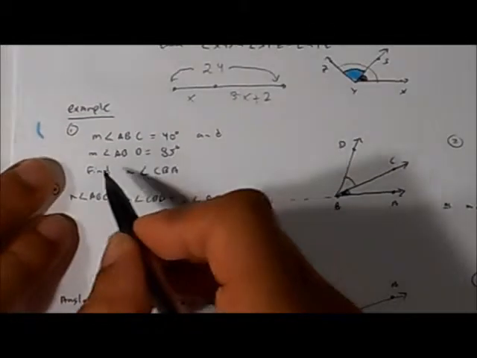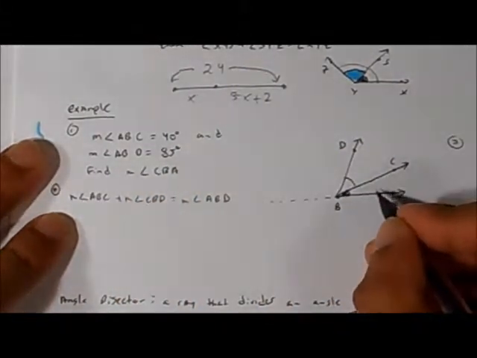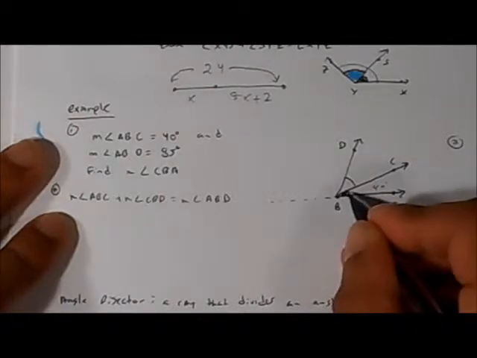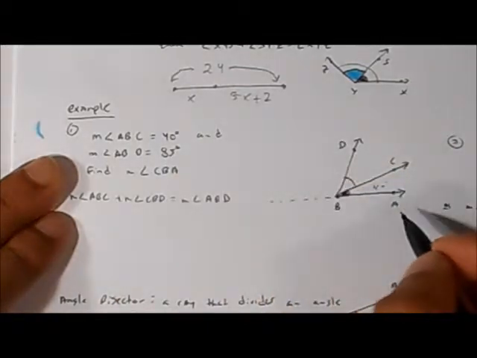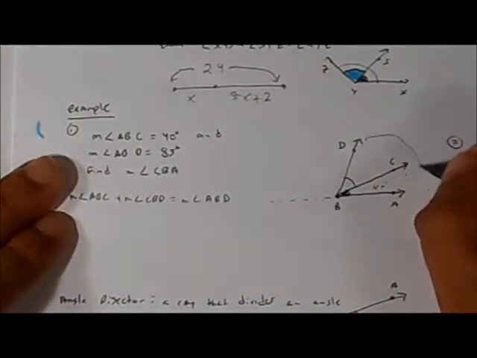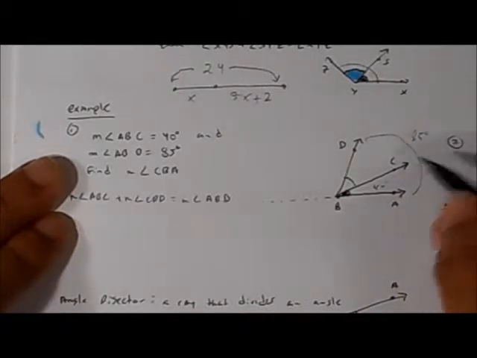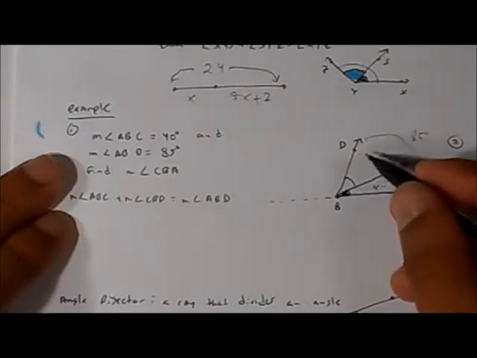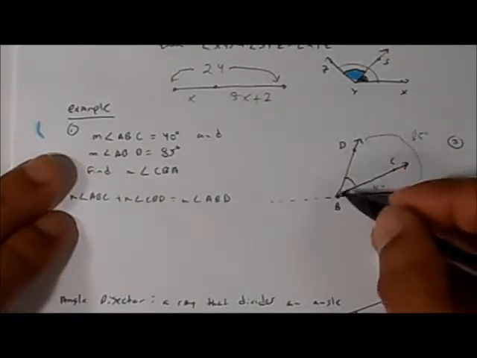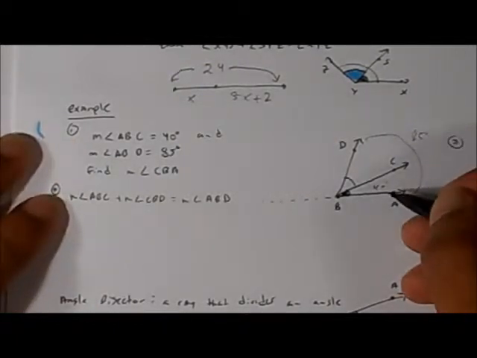So let's go ahead and try our first example. The measure of angle ABC is 40 degrees, so ABC here is 40 degrees for our shaded black area. And angle ABD is equal to 85. So the total measure of this whole entire angle is 85 degrees. And now, just by looking at this angle and that angle, how long do you think DBC is, just by looking at it? You have 85 and 40.